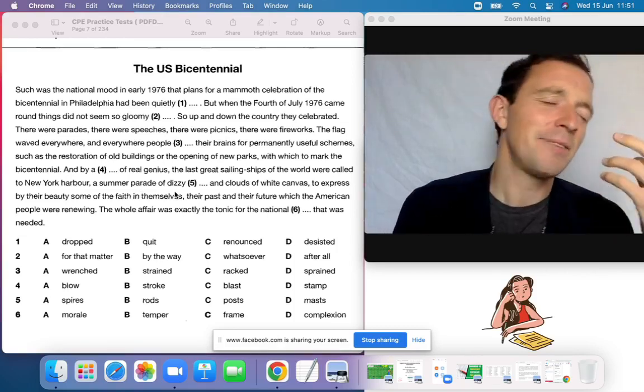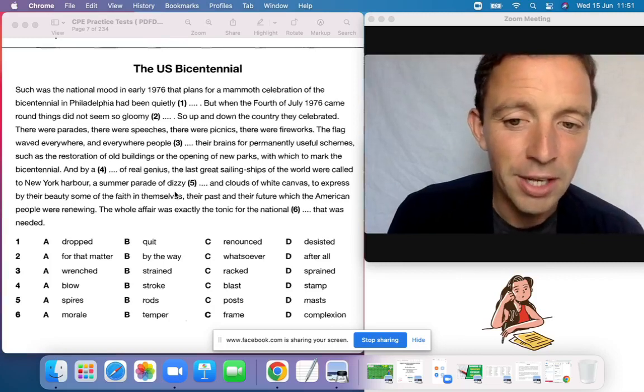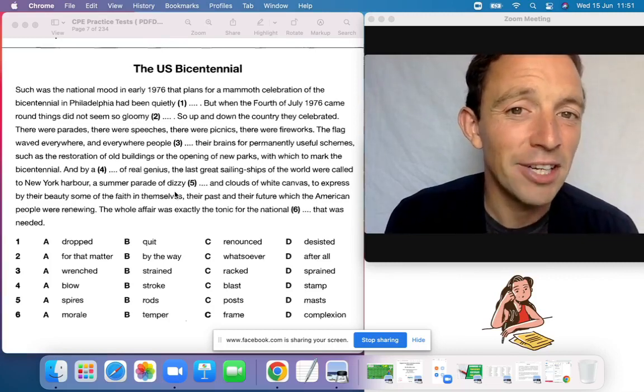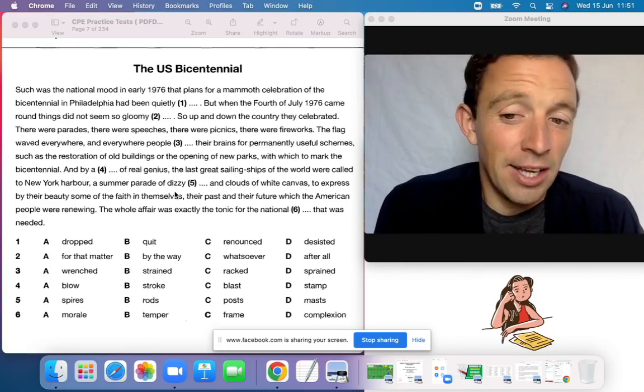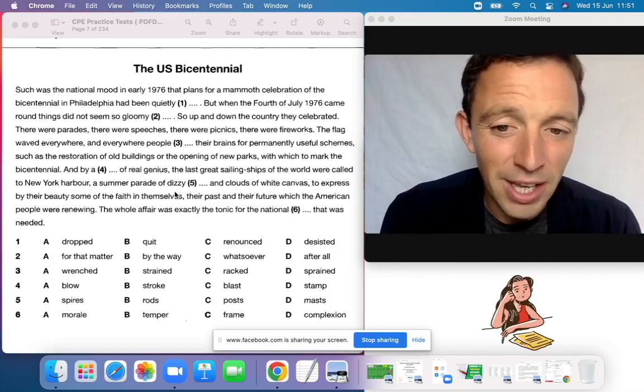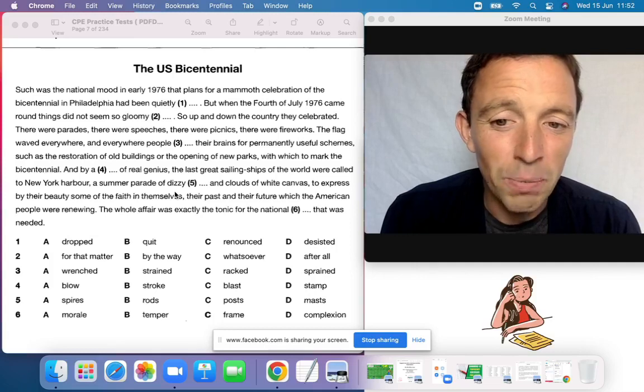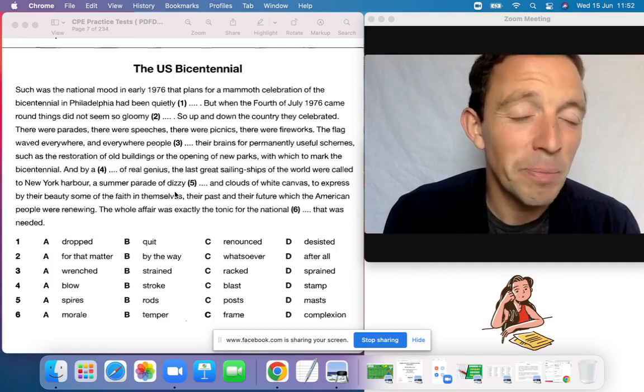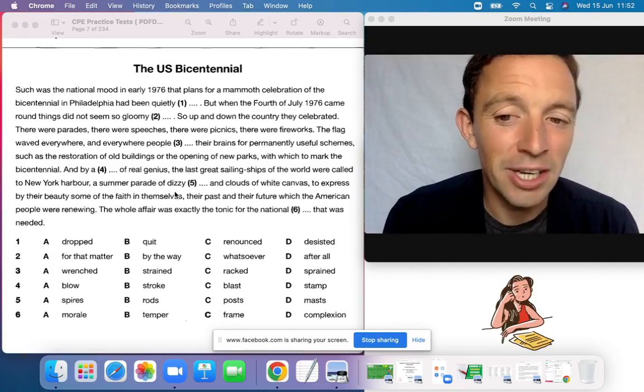If you're feeling dizzy, you're not feeling good. Before you faint, you have a headache and you're feeling dizzy. A summer parade of dizzy spires, dizzy rods, dizzy masts, dizzy posts, and clouds of white canvas. Because they are sailing ships, that's the only connection I can make here.